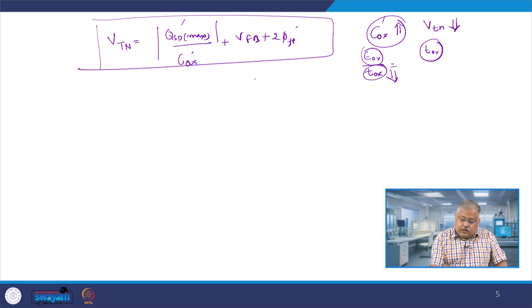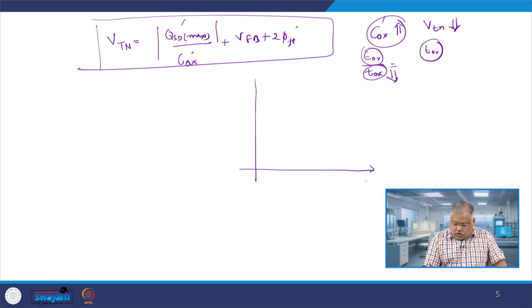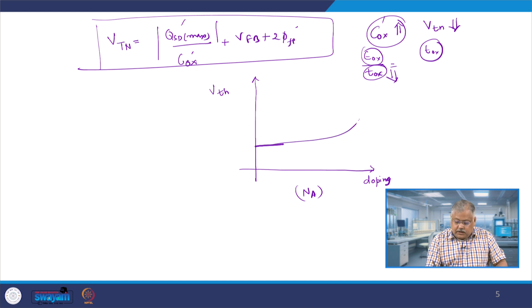With this knowledge, if I plot on the x axis the doping, an A doping, acceptor ion doping, and on the y axis the value of VTH, the typical way of looking at it is something like this, and it suddenly increases. Why does it suddenly increase?